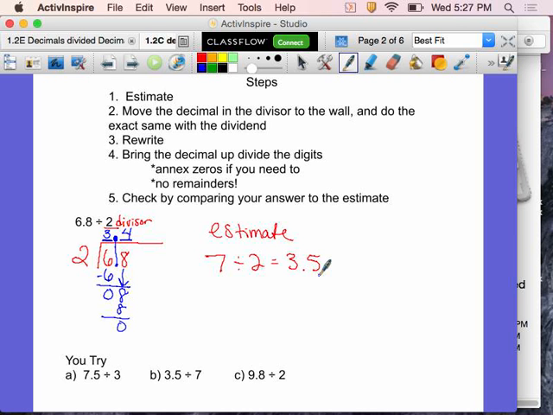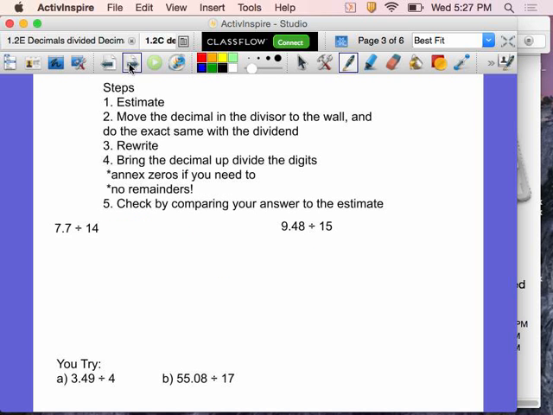Okay, you try doing these 3 on the back of your foldable. Raise your hand when you're done. So pause the video, try these 3, and raise your hand when you're done.